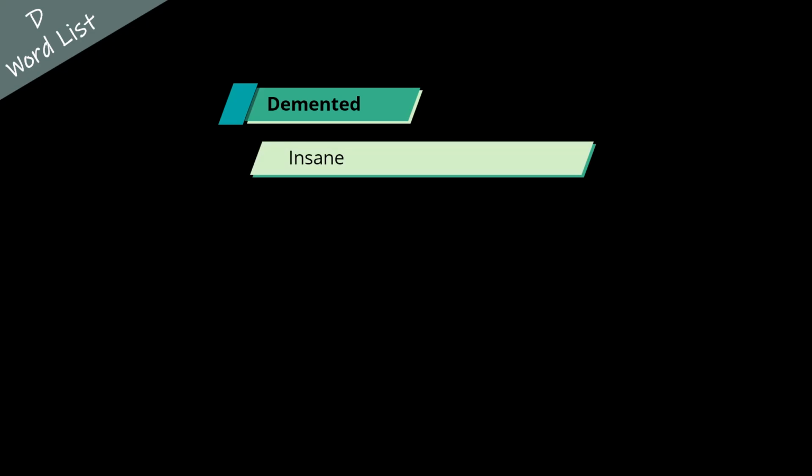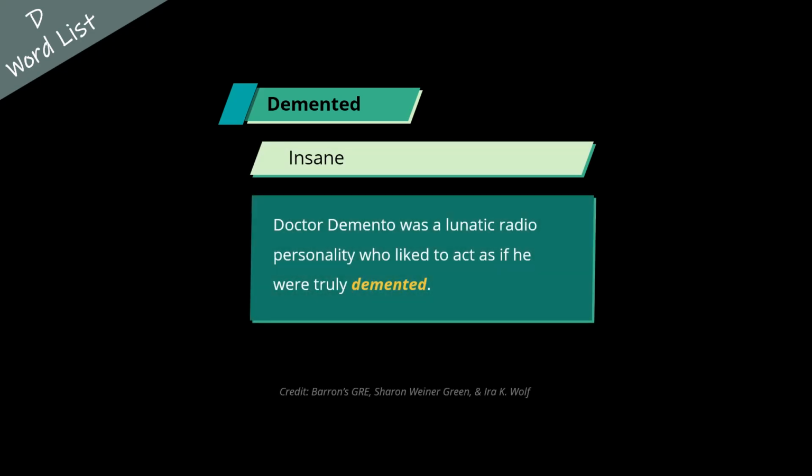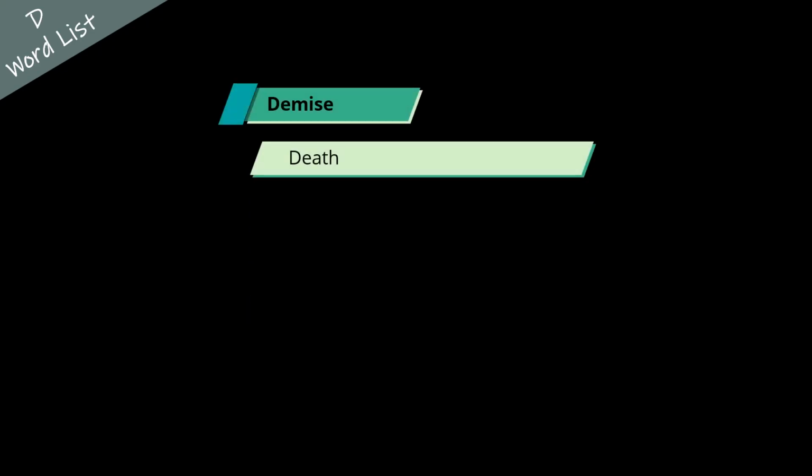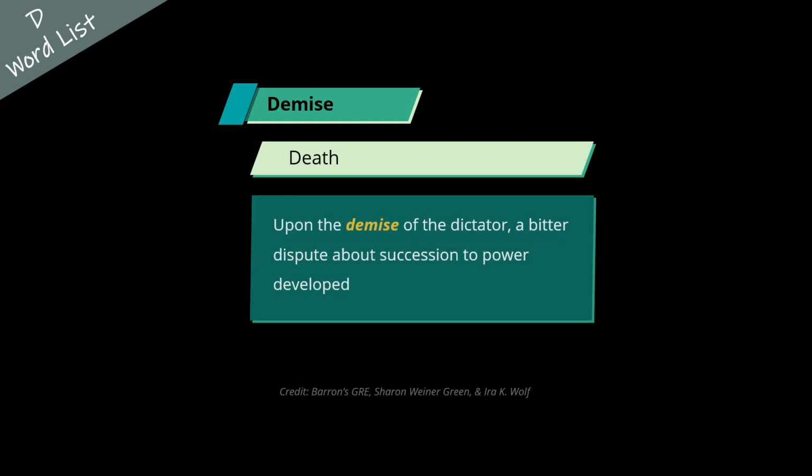Demented means insane. For example, Dr. Demento was a lunatic radio personality who liked to act as if he were truly demented. Demise means death. For example, upon the demise of the dictator, a bitter dispute about succession to power developed.